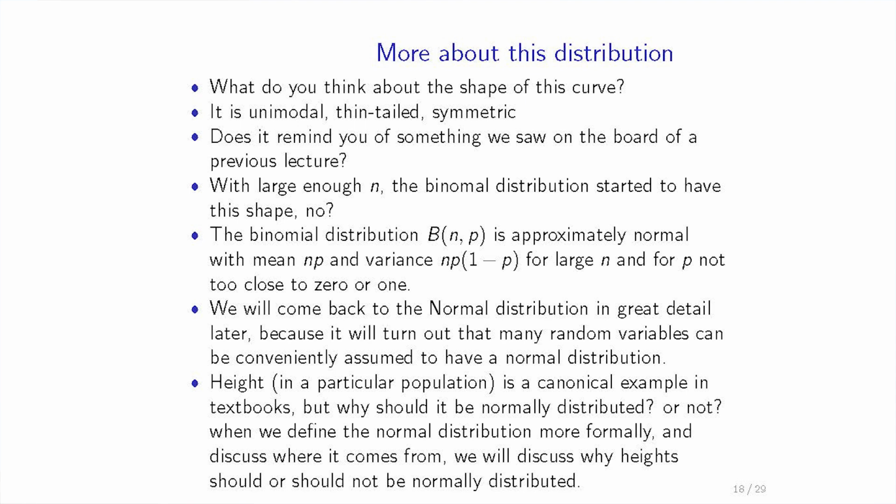We'll come back to the normal distribution in great detail later, because it turns out that many random variables can be conveniently assumed to have a normal distribution, because of a rather magical theorem that David will cover very soon. One almost canonical example of a normal distribution is height, which is one reason why I picked height to play with histograms.